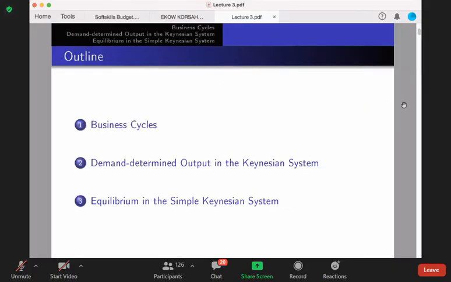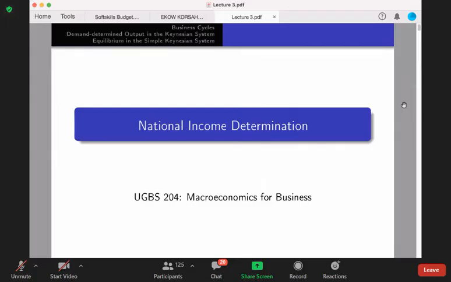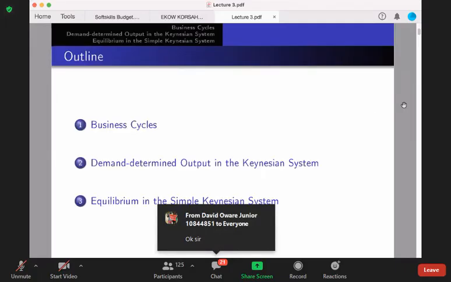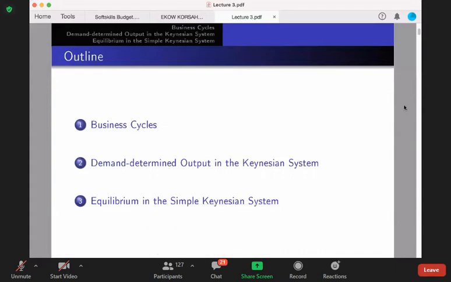Okay, so today what we'll be talking about is, as you see on your screens, business cycles, demand determined output in the Keynesian system, and then we also talk about equilibrium in the simple Keynesian system.